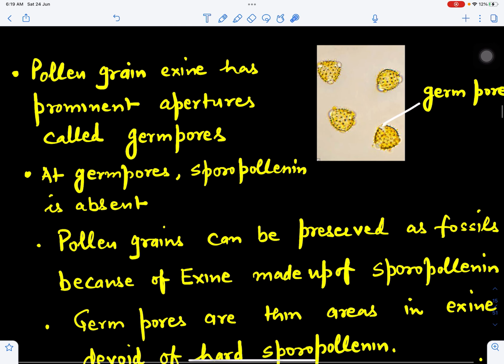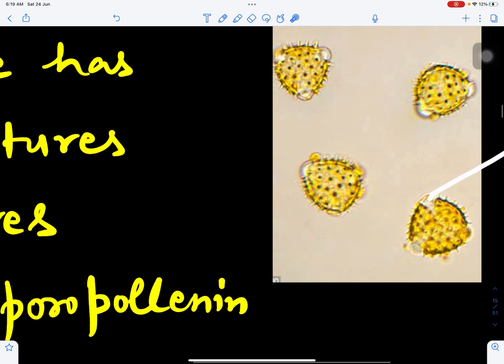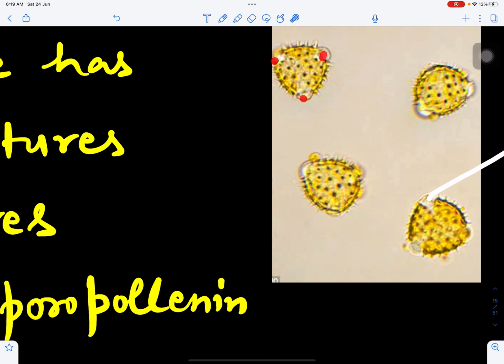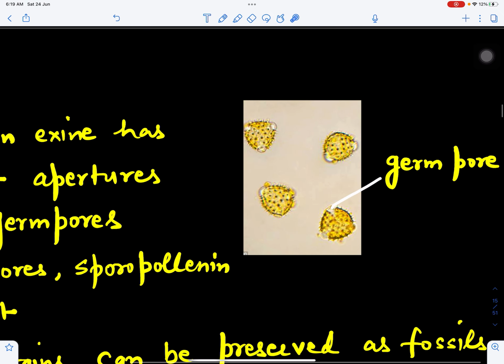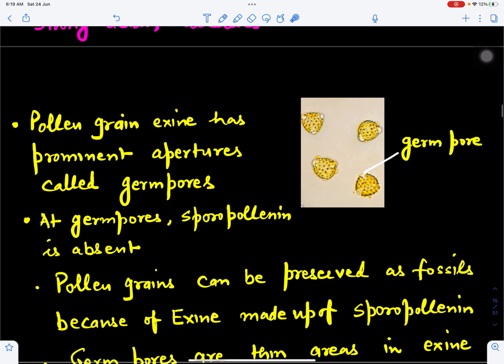So pollen grain is bounded by a hard covering, which is called exine, but at certain places exine is absent. We can see here white point, right? So exine is absent. Where exine is not present, I mean it is not covered by exine, these areas are called germ pores. So at germ pore, sporopollenin, which is a hard material, will be absent.